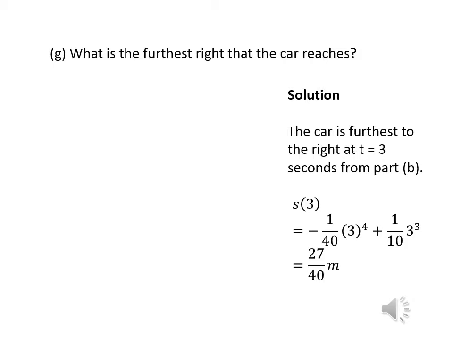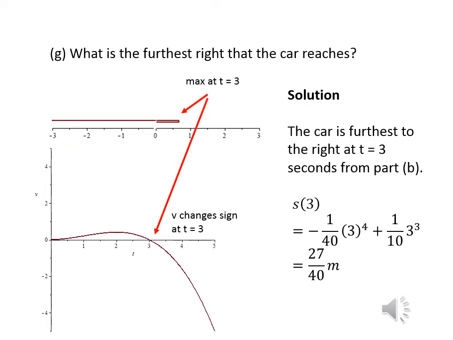The graph below shows the path of the car together with the graph of the velocity. You can see that right when the velocity changes sign from positive to negative at time 3, the car reaches its furthermost right position, which is a little greater than 1/2 of a meter.